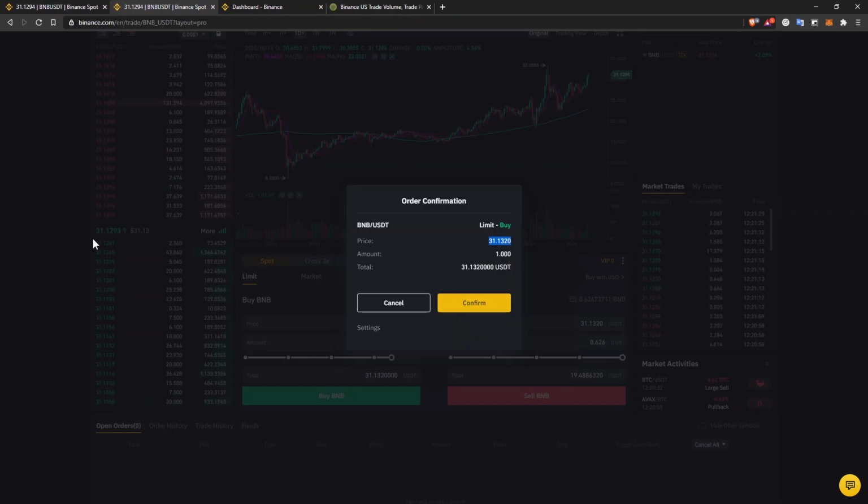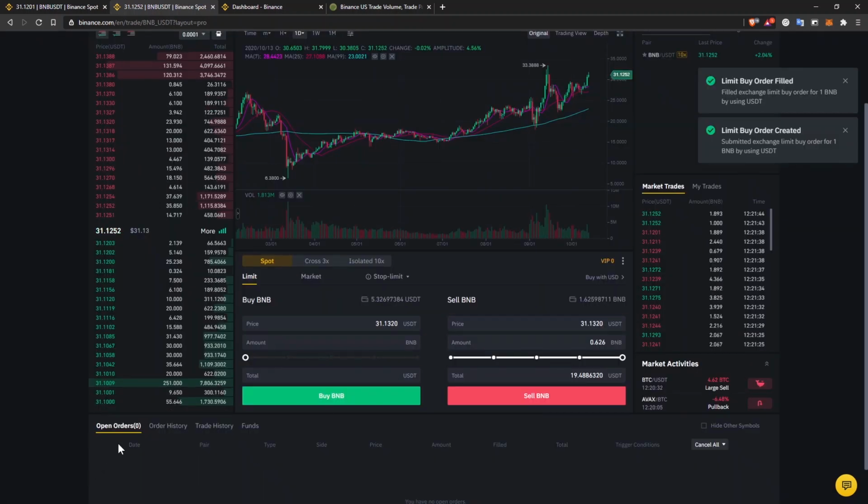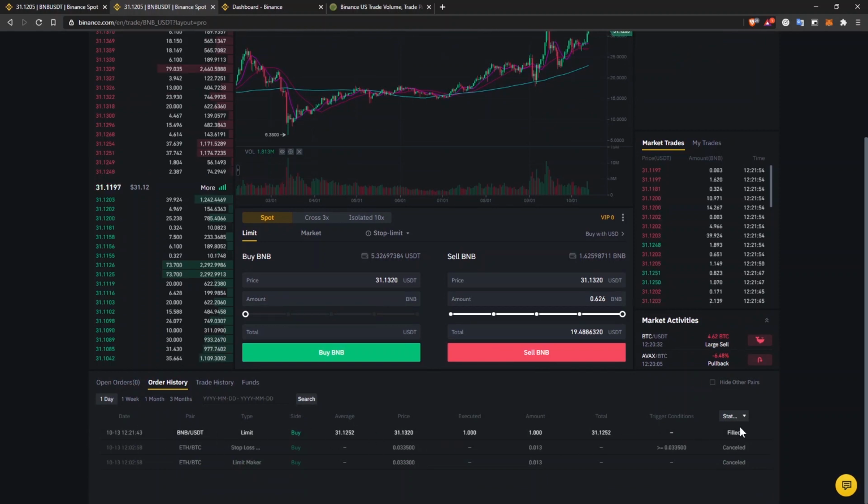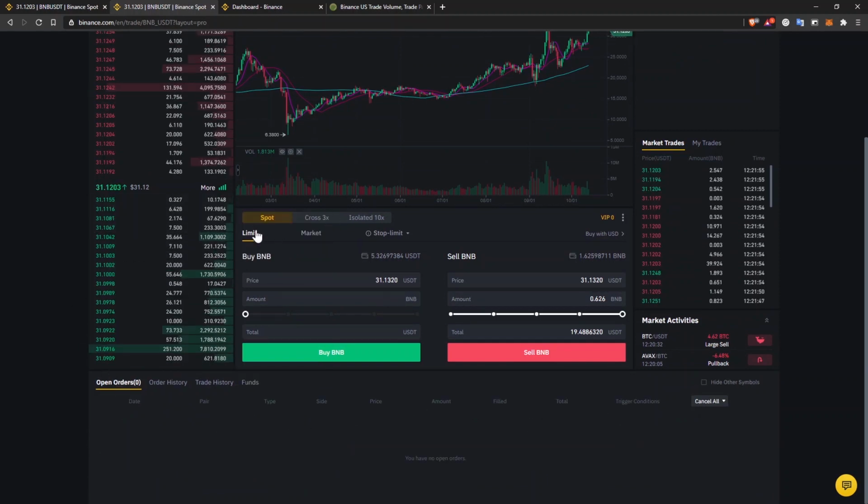If you look at my price, you'll see it's higher than the latest trading price, which means if I confirm this right now, it will trigger immediately, and it will be considered a market order because I'm taking liquidity out of the market. My trade won't appear here in the order book. So if I confirm, like you saw here on the right hand side, notifications, and in the order history, my trade was complete immediately. So even though I set a limit order, I was a taker because the price changed, so it didn't appear in the order book.